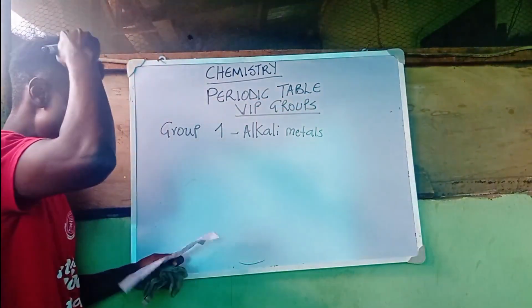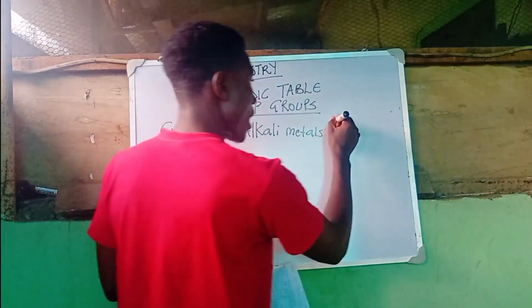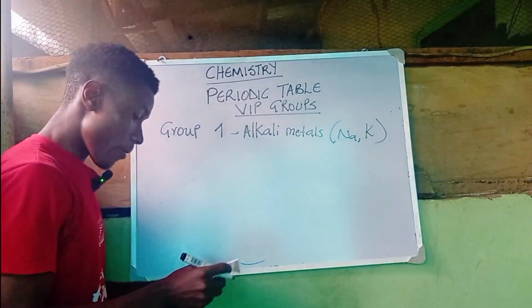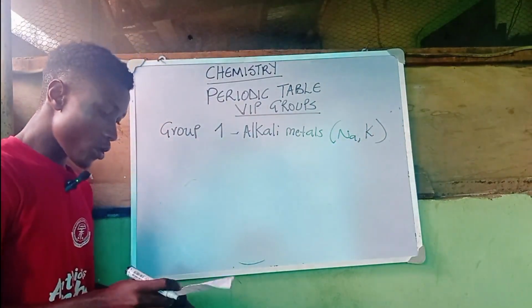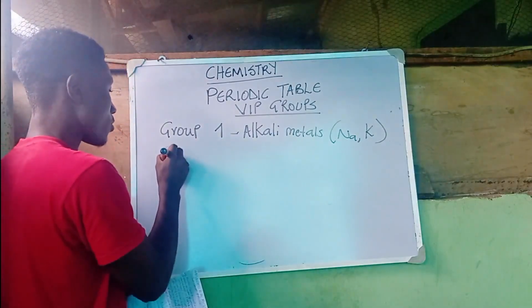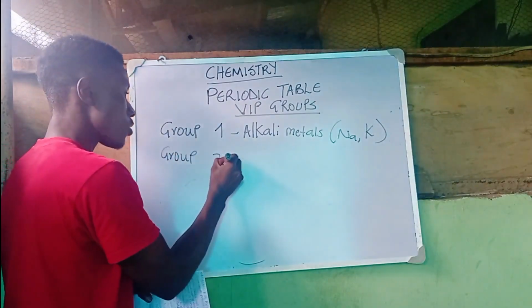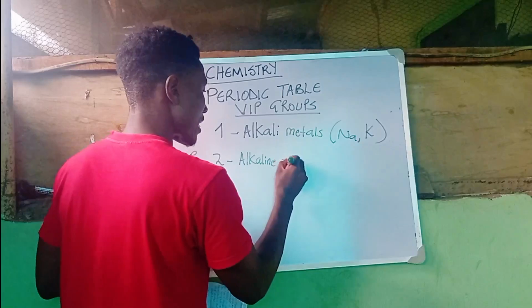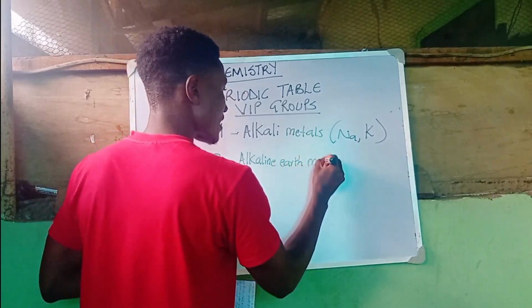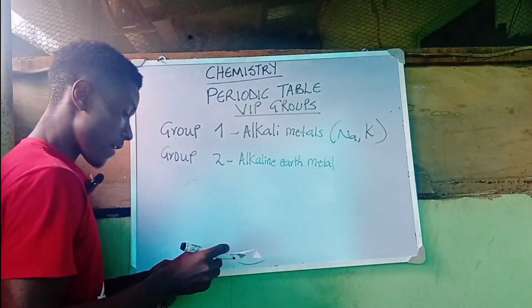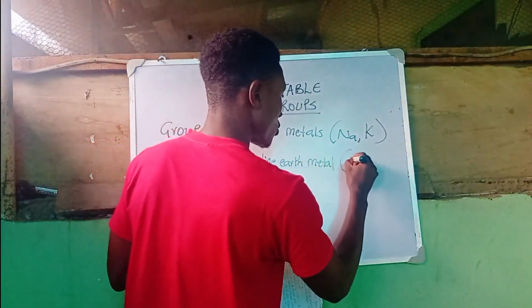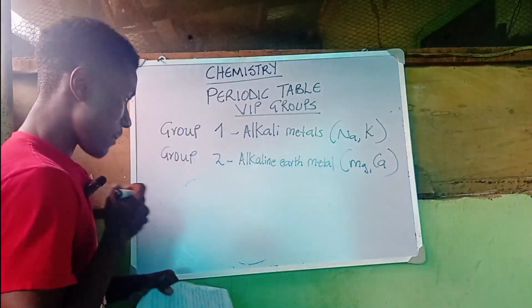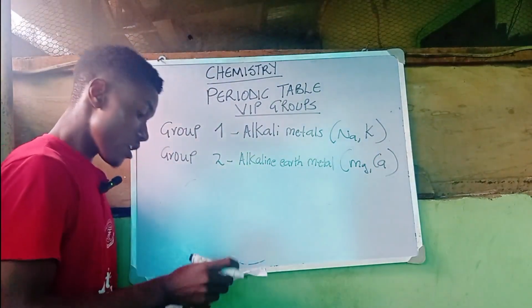We have our group 1, which is the alkali metals, to be sodium and potassium. And we have our group 2, which is the alkaline earth metals. These are our VIP groups. We have magnesium and calcium. So this is not me digging deep, I'm just trying to give you key points that are really beneficial.